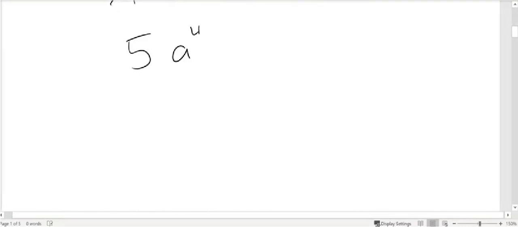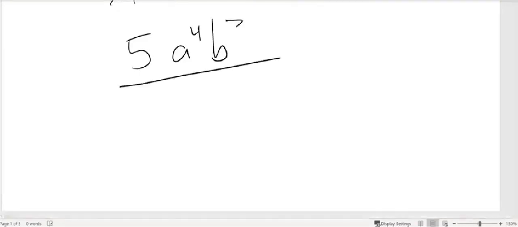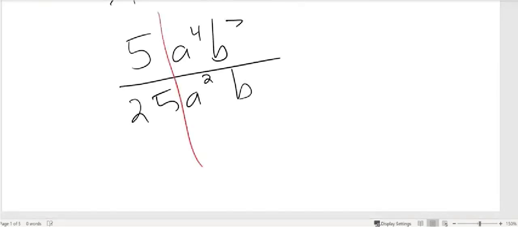So this one we got 5a to the fourth, b to the seventh, all over 25a squared, b to the first. Now with this problem, I like to separate it into 3 problems. I got my 5 over 25, my a's, and my b's. So that's what I would do. So the first thing, 5 over 25. It's not 5 on top, it's actually going to be 5 on bottom. So 1 divided by 5.